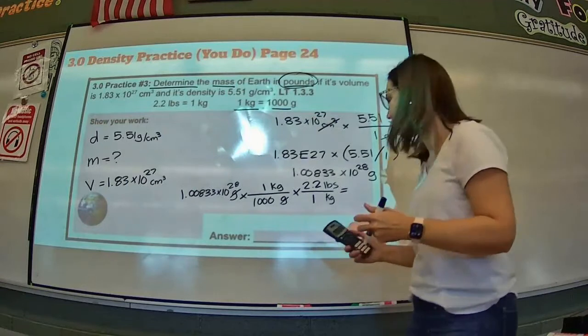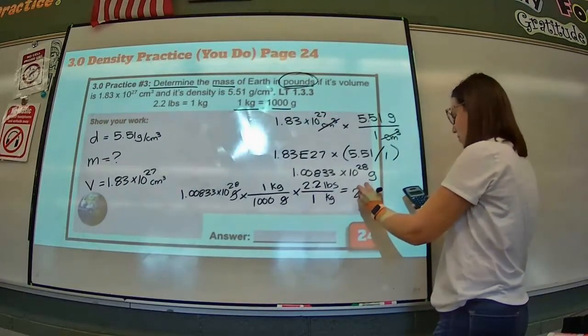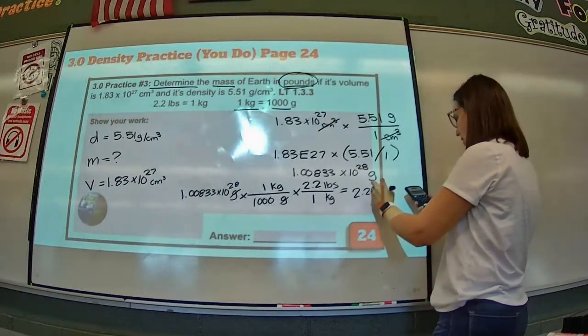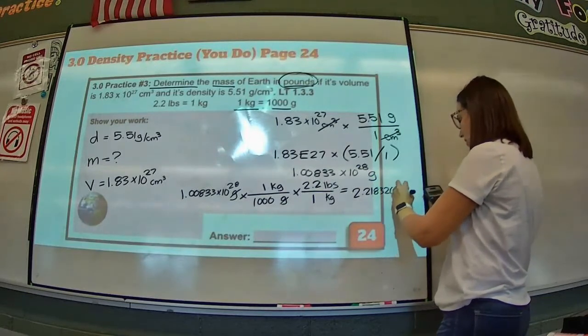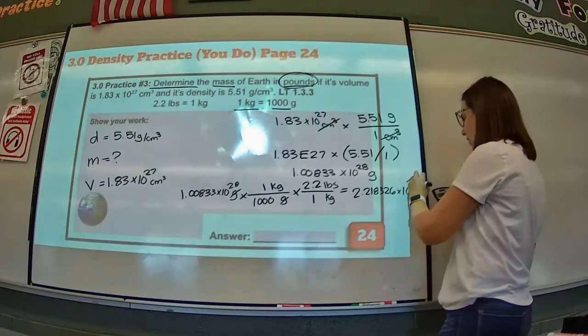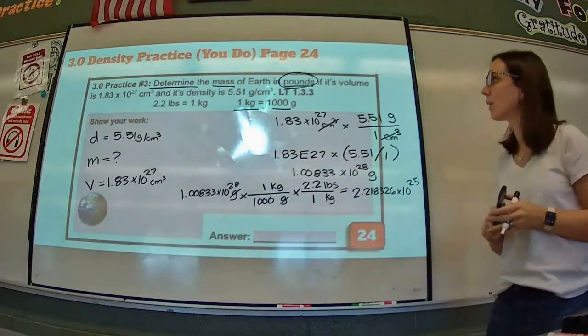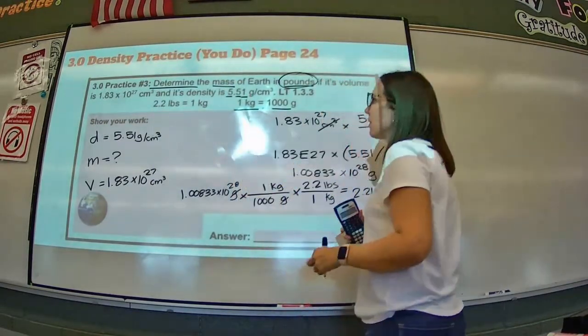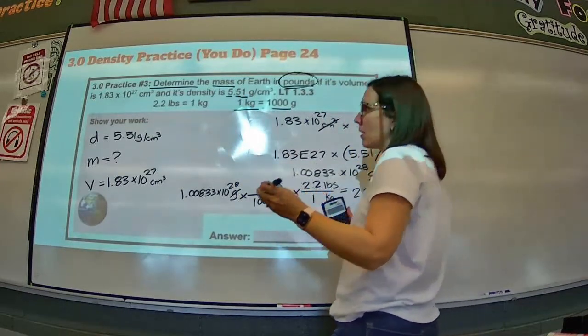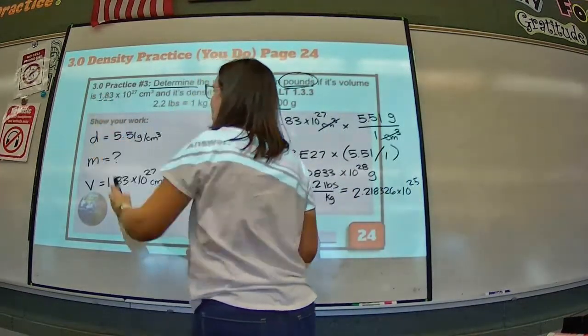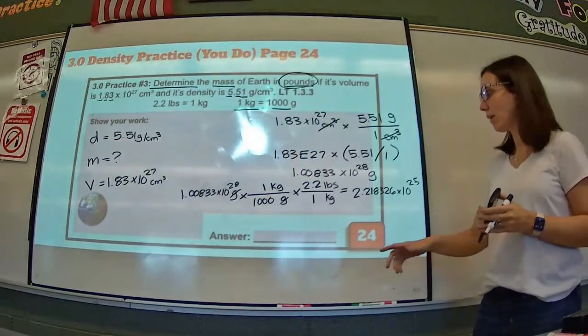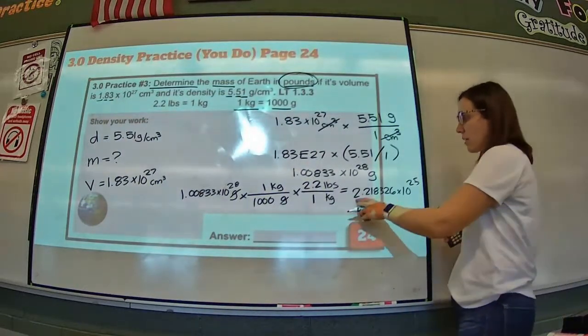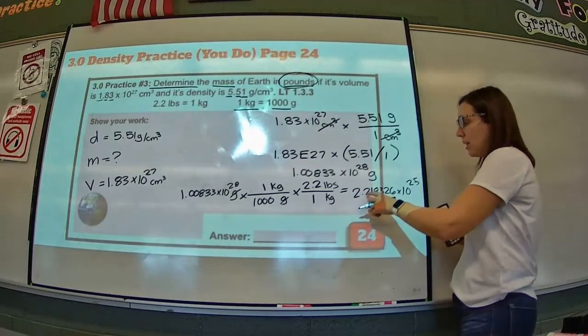So when we do that, our calculator is going to spit out 2.218326 times 10 to the 25th. We don't need all those numbers. We're going to come up to our original problem, and I'm going to see 1, 2, 3 significant figures in that number. So I'm going to round this to 3 significant figures. So I'm going to keep the 2 and the 2 and the 1.